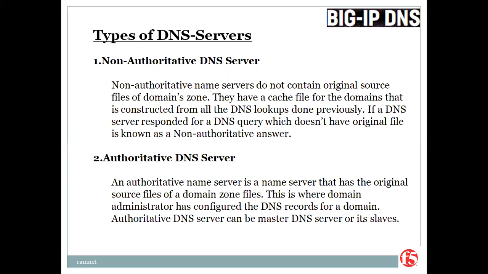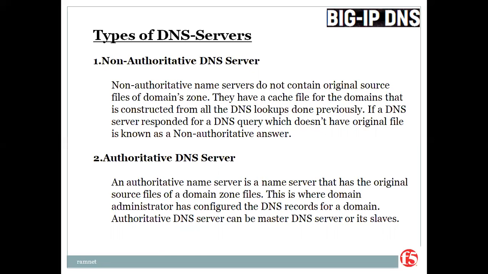The next one is an authoritative DNS server. An authoritative DNS server is a name server that has the original source file of the domain zone files. This is where the domain administrator has configured DNS records for a domain. An authoritative DNS server can be a master DNS server or its slaves. It can be anything. Authoritative means who has the entire records of a particular site. That's called authoritative.